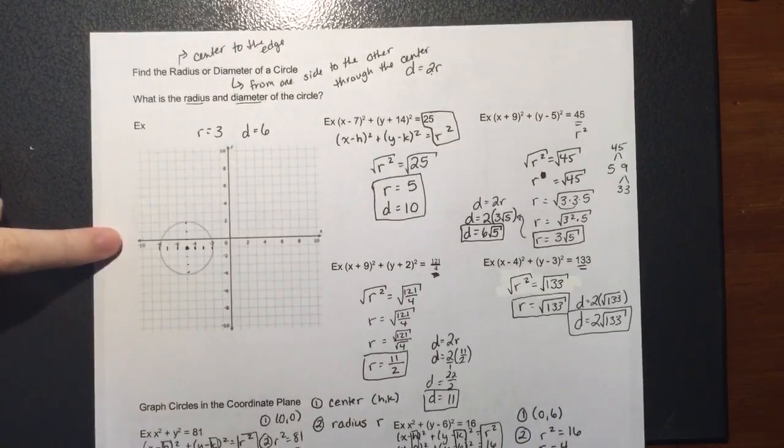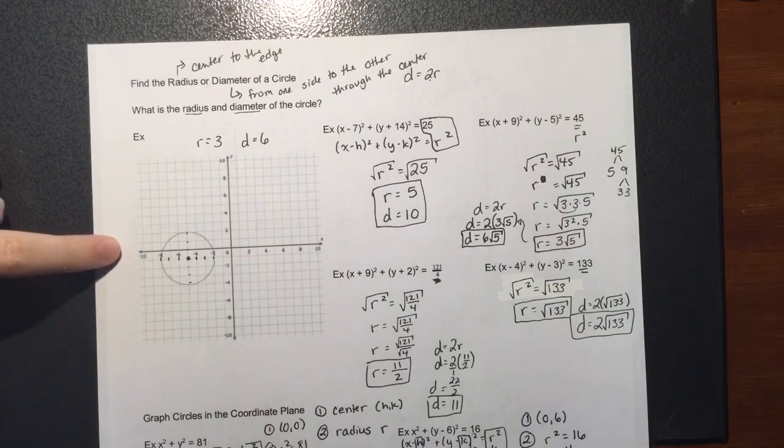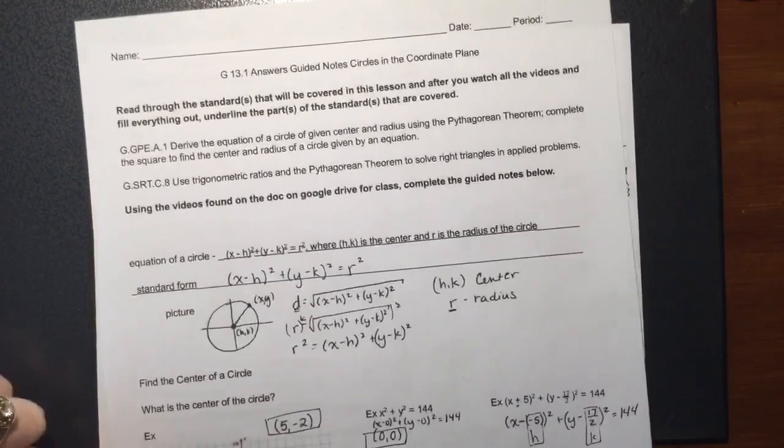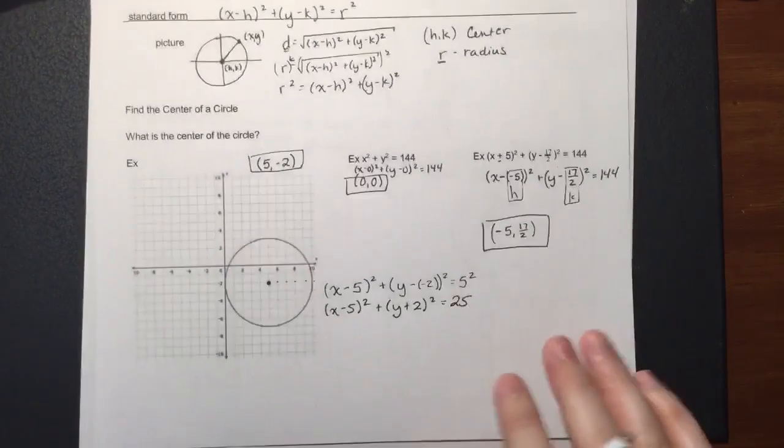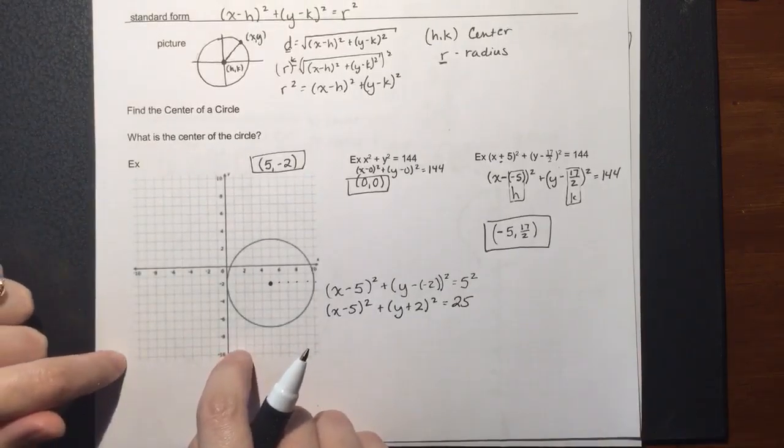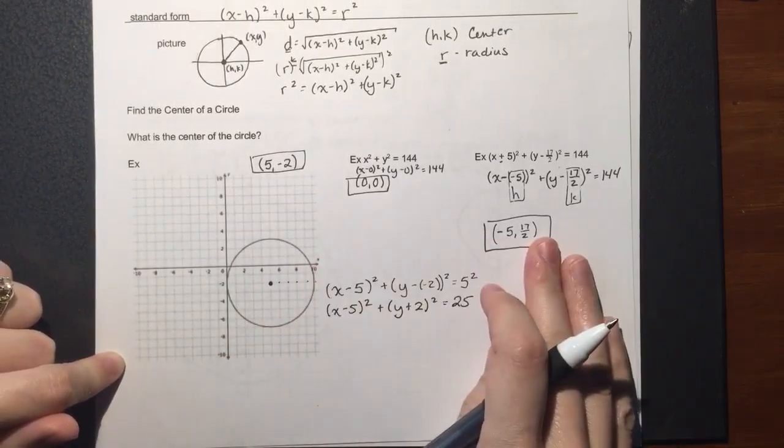And then we did several examples where we were looking to find the radius and diameter of a circle. And then finally we started with finding the center of the circle, whether we're given just the picture or given an equation to work with.